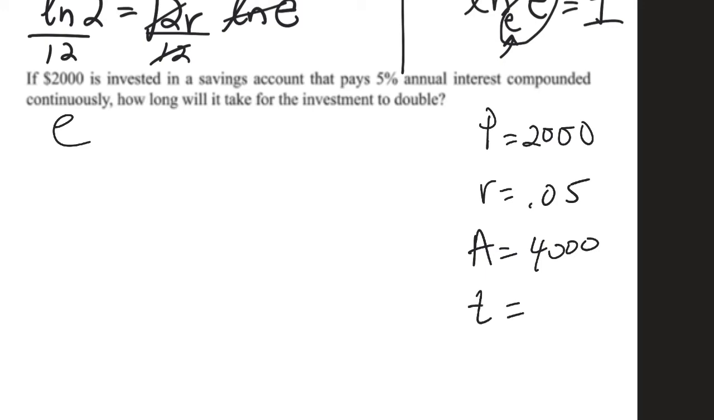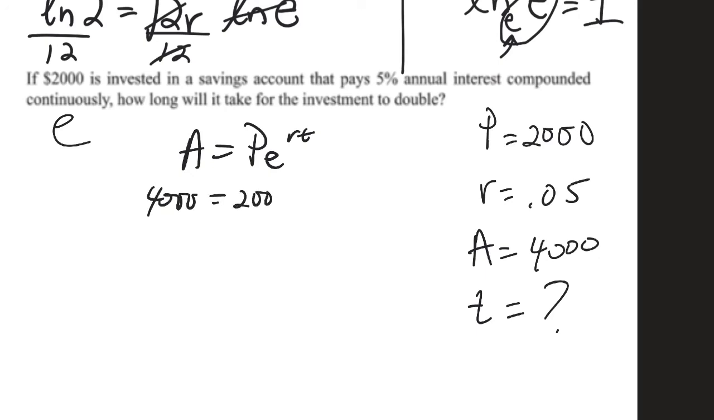We're looking for how long it takes, so we're looking for time. So if I'm using my special little handy dandy formula, my A is 4,000, my P is 2,000, my rate is 0.05, and I'm looking for time. I'm going to divide both sides by 2,000. That gives me 2 equals 2,000 e^(0.05t).